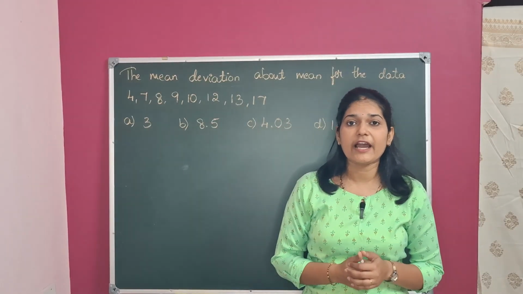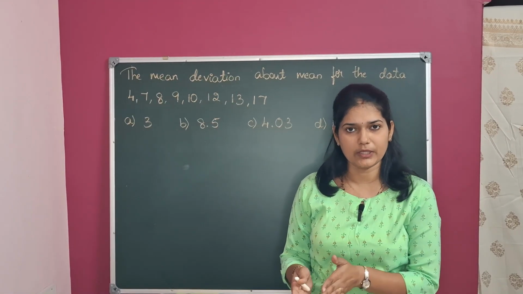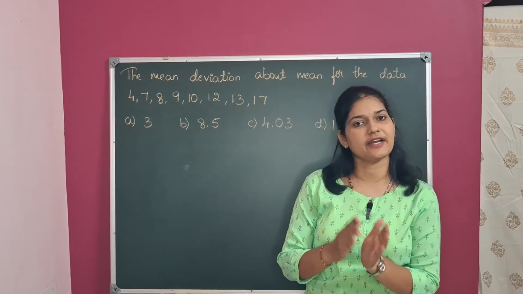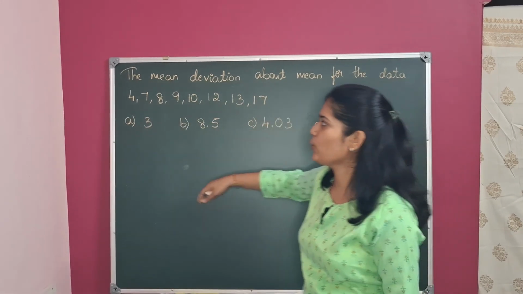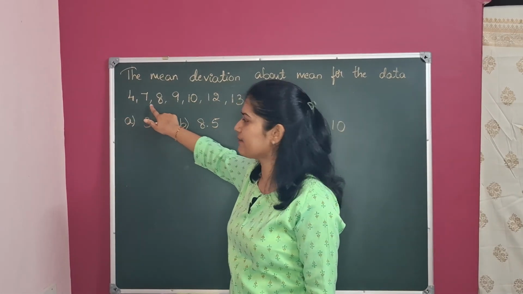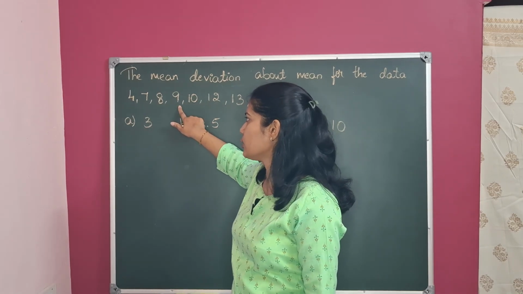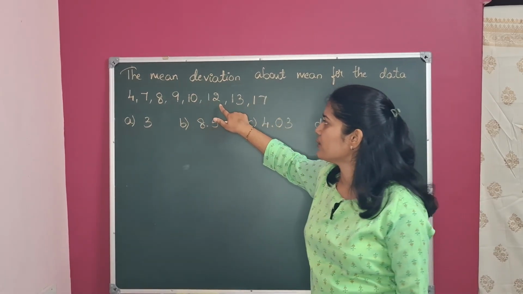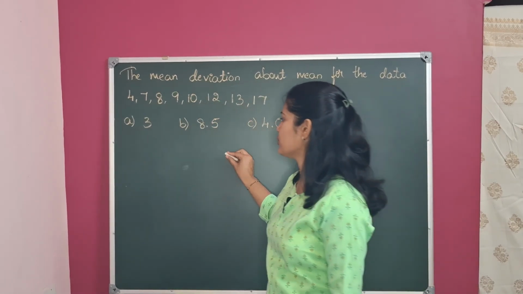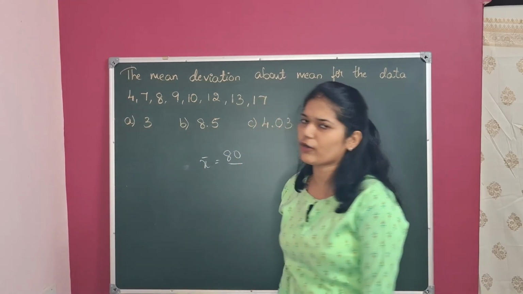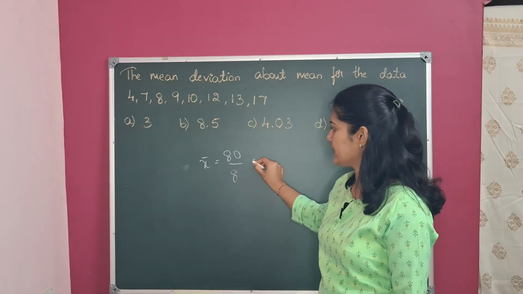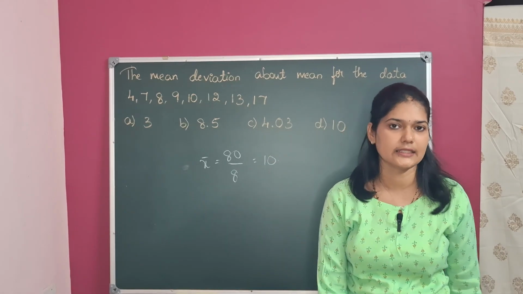In this problem, we have to find the mean deviation about mean. For that, first let us find the mean. To find the mean, add these numbers. Then we get 4 plus 7, 11 plus 8, 19, 28, 38, 50. So the total will be 80. Divided by number of terms which is nothing but 8. Therefore, the mean is 10.